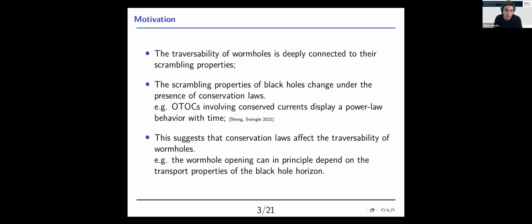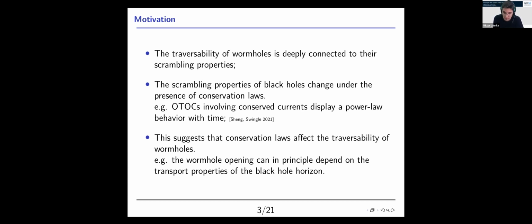The traversability of wormholes is typically connected to their scrambling properties, and the scrambling properties of black holes change under the presence of conservation laws. For example, OTOCs display a power law behavior with time if they involve conserved current operators. So this suggests that conservation laws affect the traversability of wormholes. For example, the wormhole opening can in principle depend on transport properties of the black hole horizon.